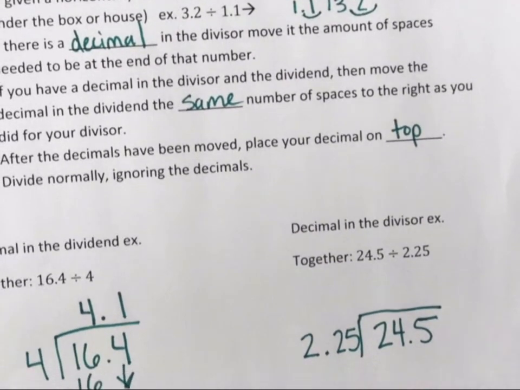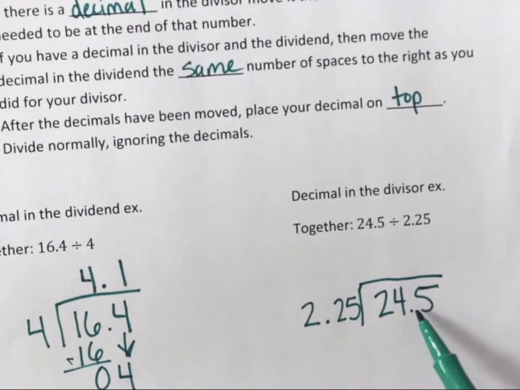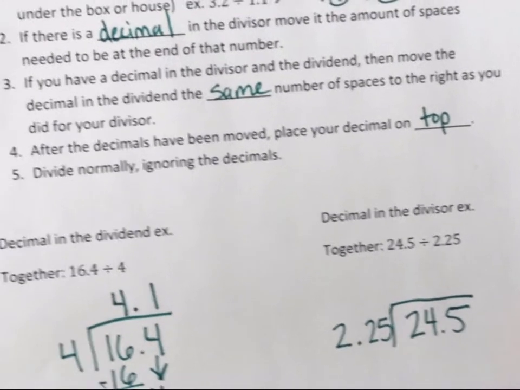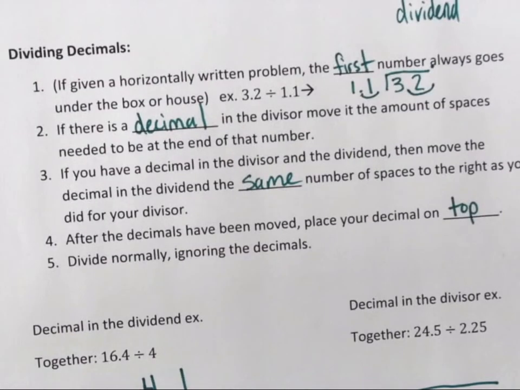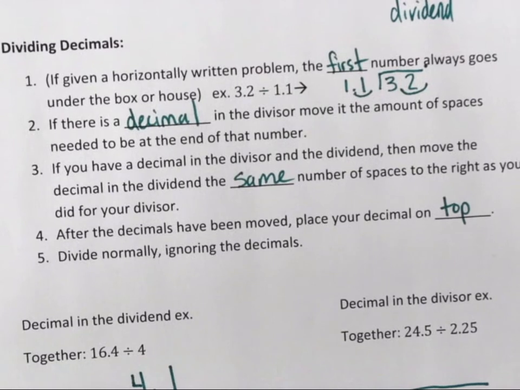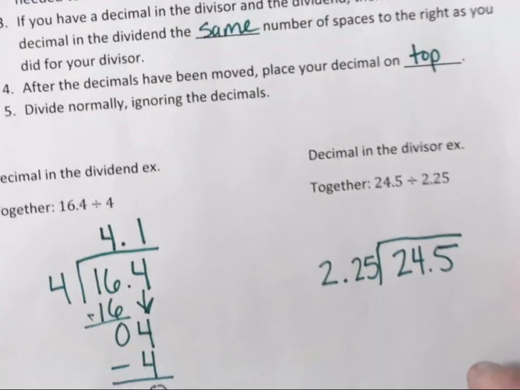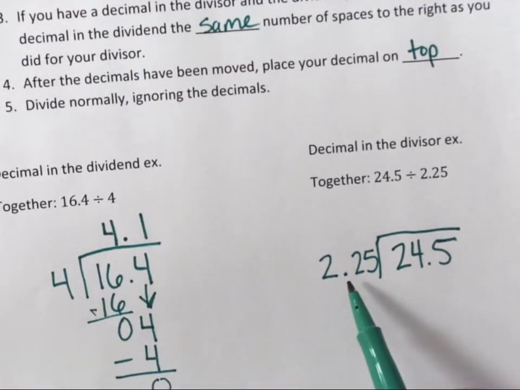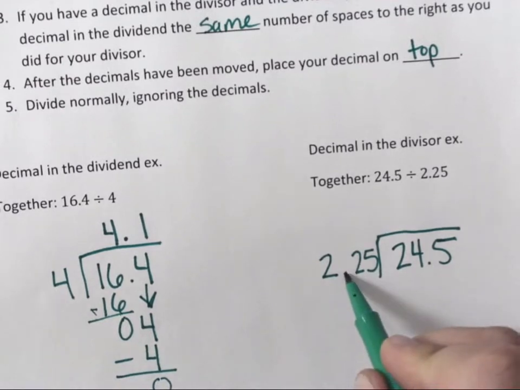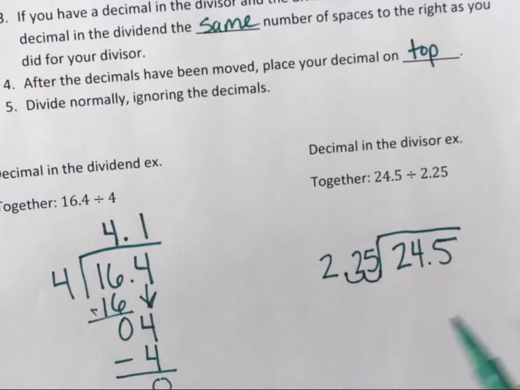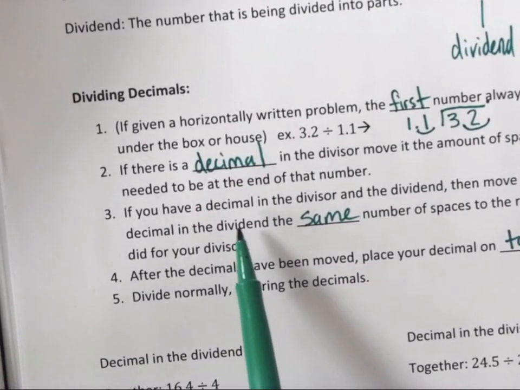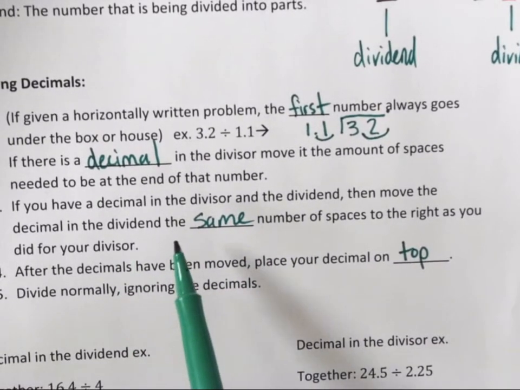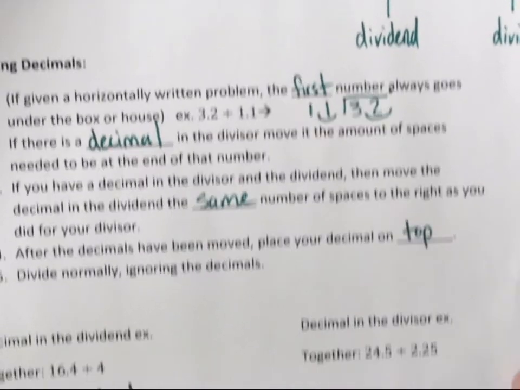Okay, well, if we look back at our steps, the first step is how we set up the problem. So first, the dividend goes underneath the house, the divisor goes out in front of the house. Then the second step is if there is a decimal in the divisor, move it the amount of spaces needed to be at the end of the number. Well, in this case, our divisor has 2 decimal places, so we need to move this decimal over once, twice.